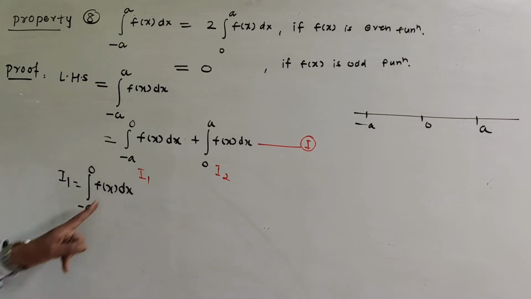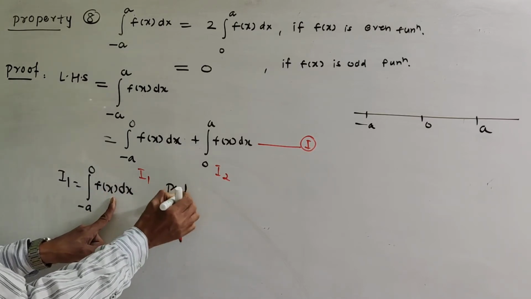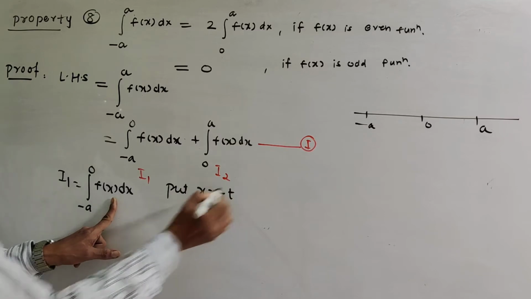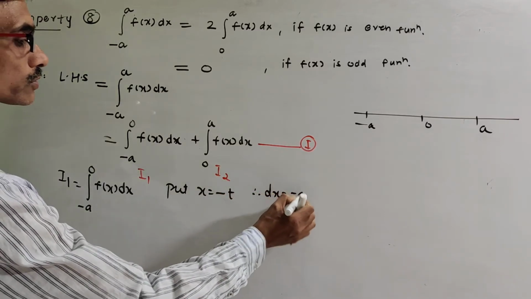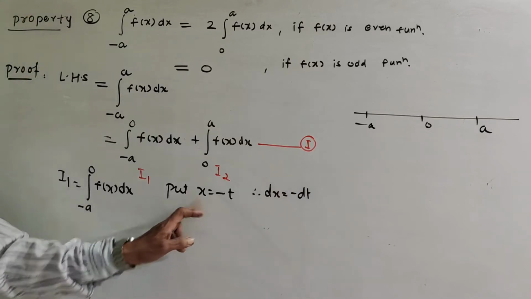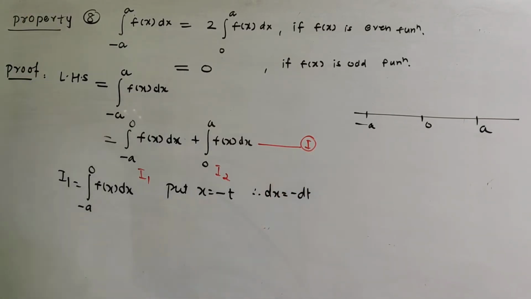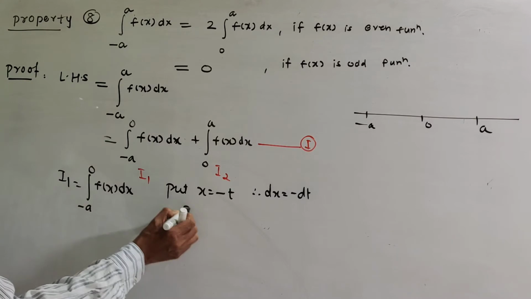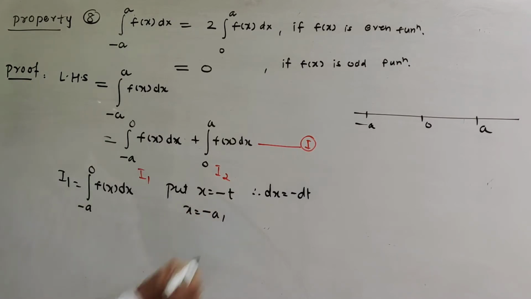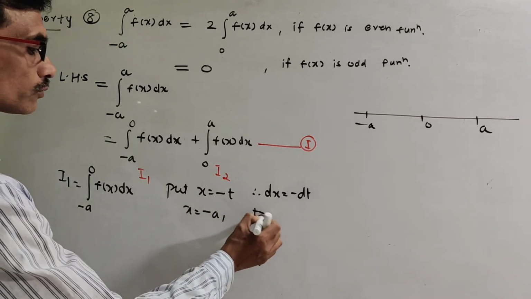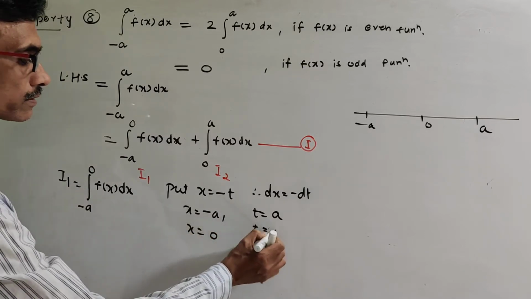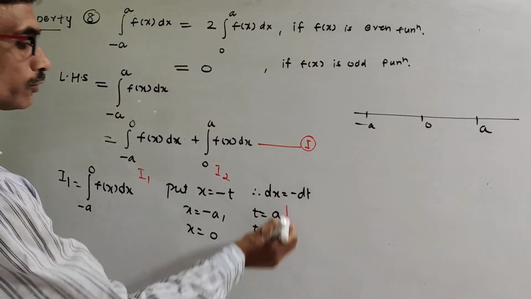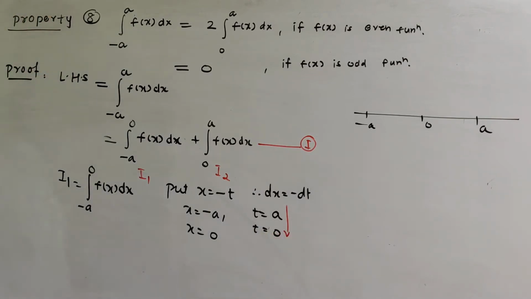So here we substitute, we put x is equal to minus t. Therefore dx will be equal to what? Minus dt. So dx by dt is minus 1 and dx will be minus dt. So for x is equal to minus a, t will be equal to plus a, and for x is equal to 0, t is again 0. So these are new limits, a to 0 are new limits.